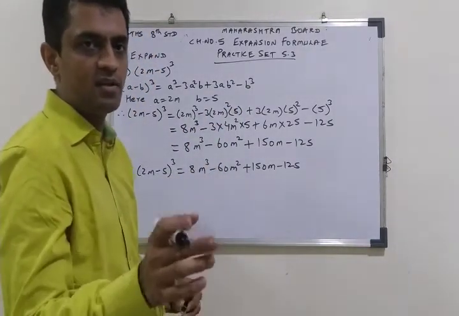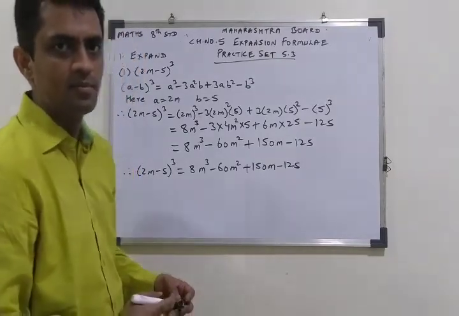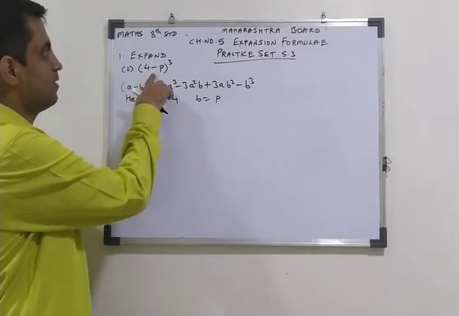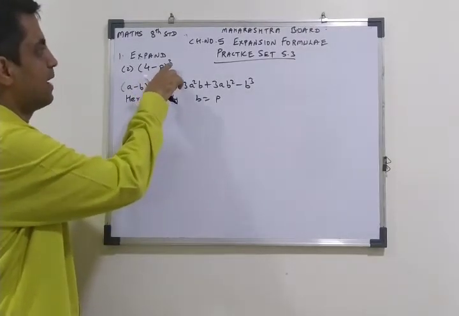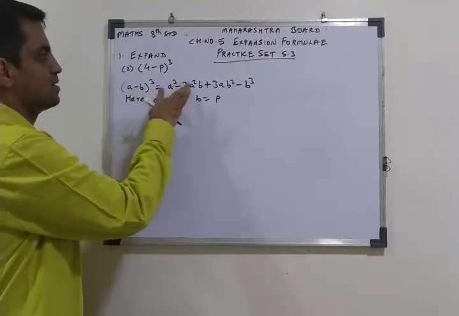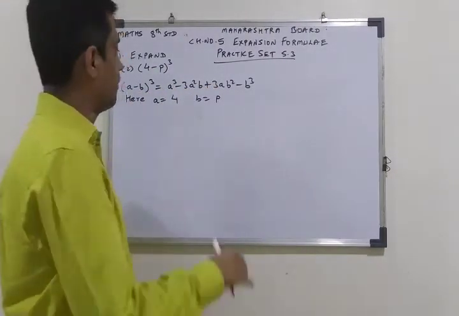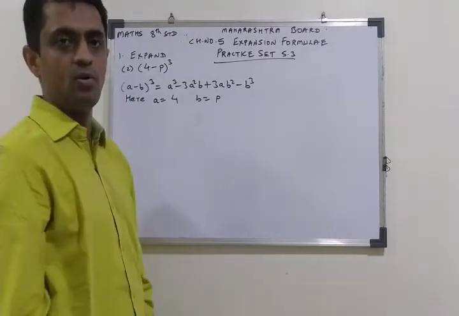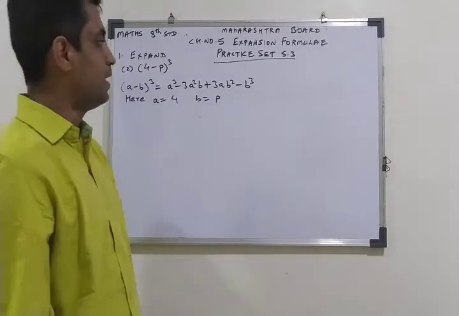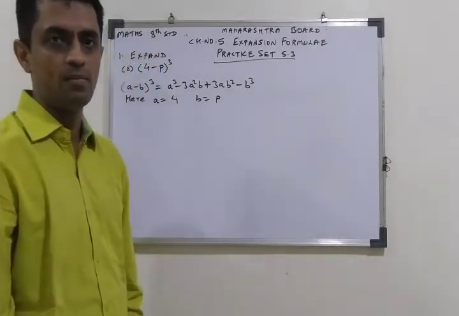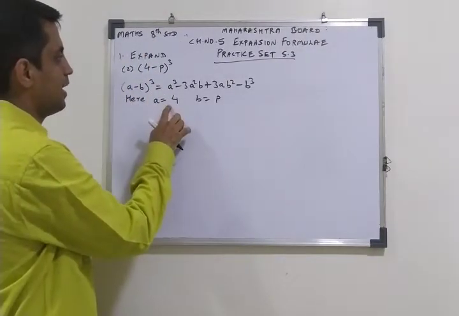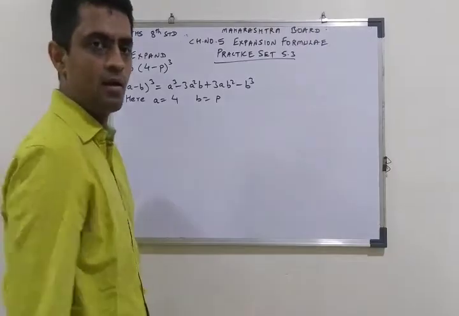Okay. After this, now we are going to go with the second sum. Now students, this is the second sum of the same exercise. 4 minus p the whole cube. Now since the minus is there, you are going to use again this formula of minus. So the formula is already written. a minus b the whole cube is equal to a cube minus 3a square b plus 3ab square minus b cube. Same method, same way. Here a value is 4 and our b value is p. Now let us substitute.